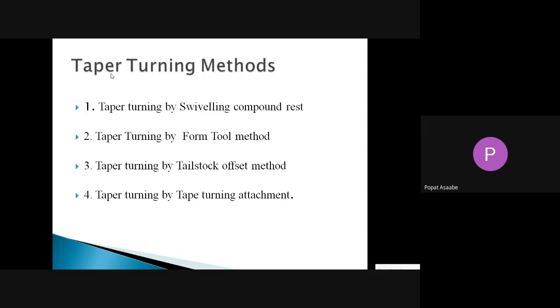Taper turning is nothing but the process of providing a conical shape on the workpiece. It is a very simple definition. In taper turning, the diameter of the workpiece gradually increases or gradually decreases. Suppose we want to make a conical surface or conical shape on the workpiece, at that time we can use taper turning. And there are 4 or 5 types of methods used for making the taper on the lathe machine.